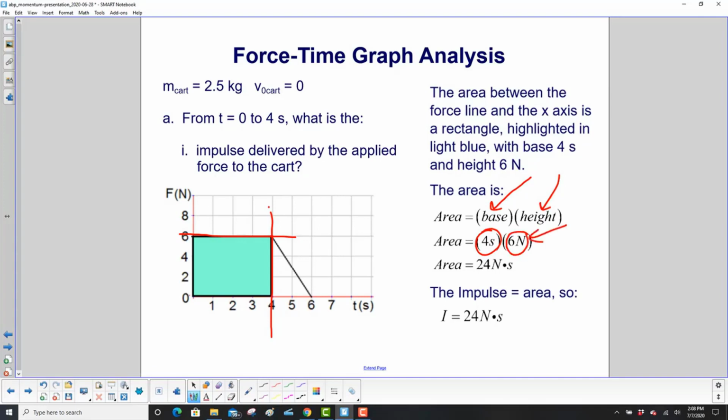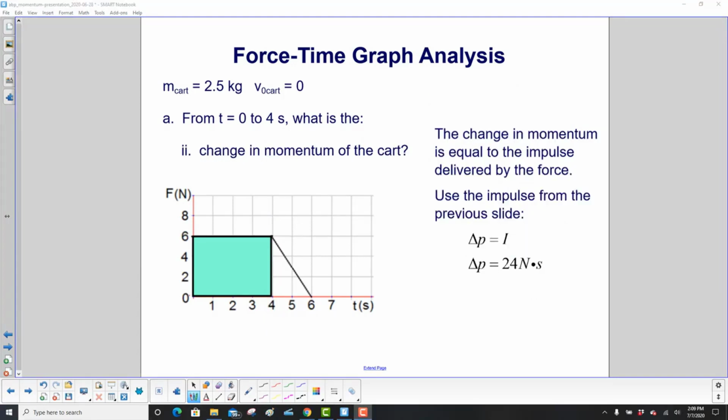This is kind of fun, right? It's not like just finding the area of a triangle or of a rectangle where both sides are lengths and they're in meters. Here we have different units. So when we multiply them together, 4 seconds times 6 newtons is going to be 24 newton seconds. That's the impulse. The impulse equals the area, so impulse is 24 newton seconds. The change in momentum from 0 to 4 is pretty straightforward. Why? Because the change in momentum is equal to the impulse delivered by the force. So the impulse is 24 newton seconds, so is the change in momentum.